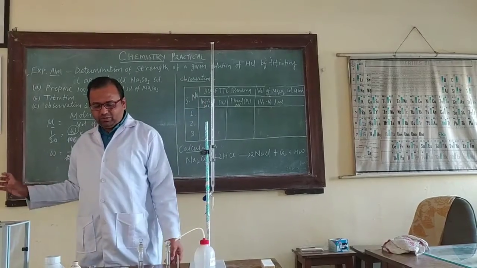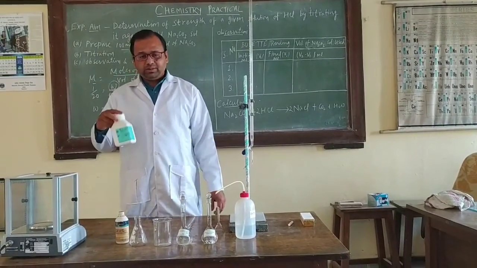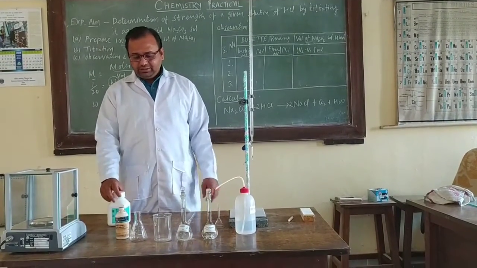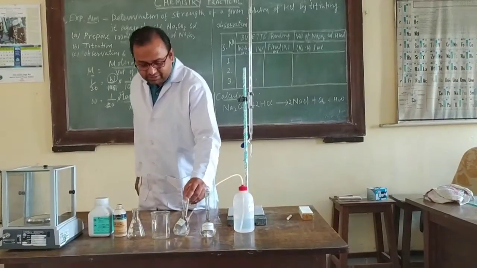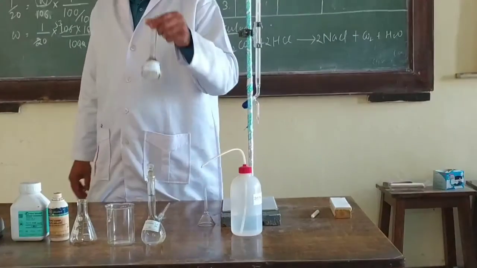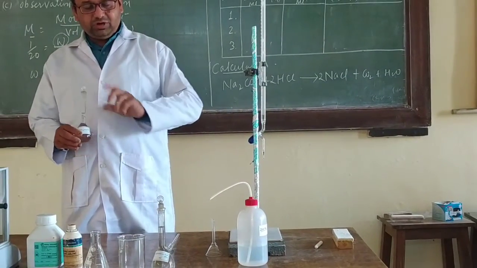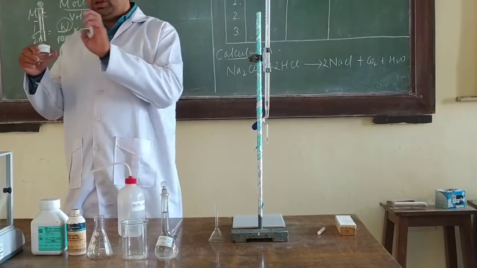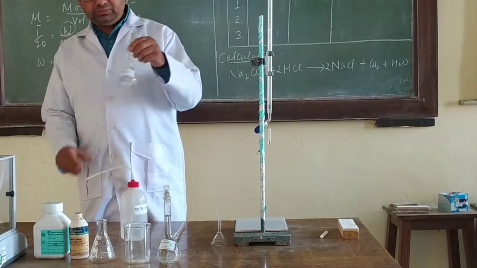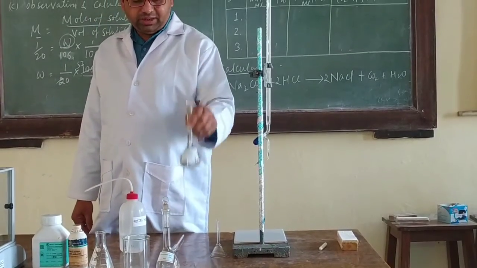So we take the sodium carbonate into the watch glass and weigh it in the weighing balance. Then after this we transfer it into the 100 ml standard volumetric flask. Then we dissolve the crystals with the help of distilled water and we make up the solution up to 100 ml. Now this is the M/20, 100 ml standard sodium carbonate solution.